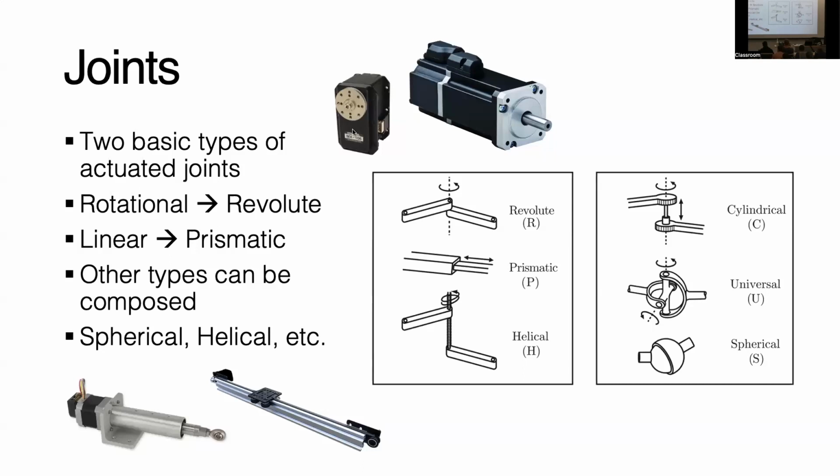And then you can compose from revolute joints universal joints, which are able to rotate in 2 degrees of freedom, a spherical joint, which can rotate in 3 degrees of freedom, or a cylindrical joint, which can translate along one axis but also rotate. So it also has 2 degrees of freedom, a translational degree of freedom and a rotational degree of freedom.